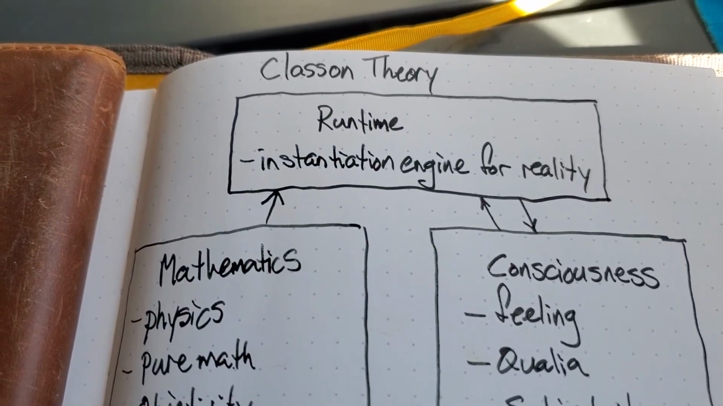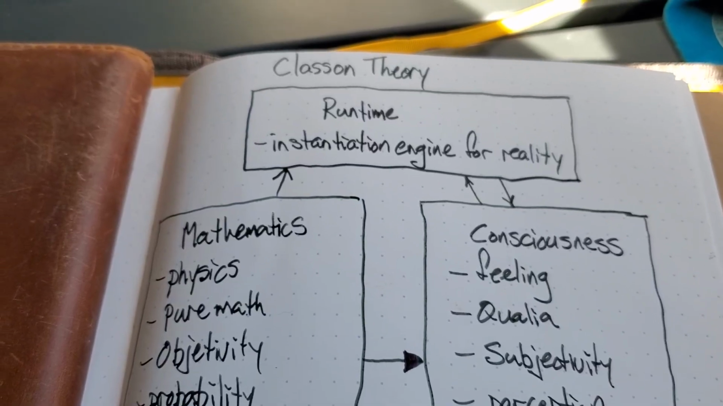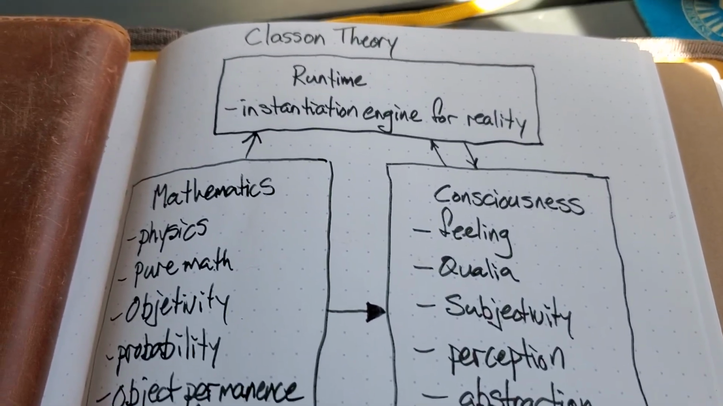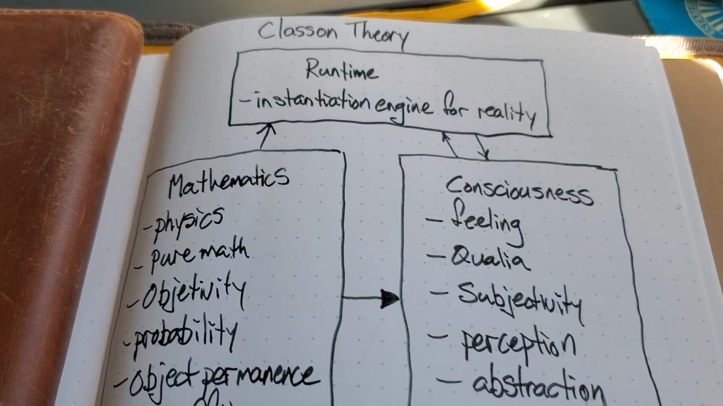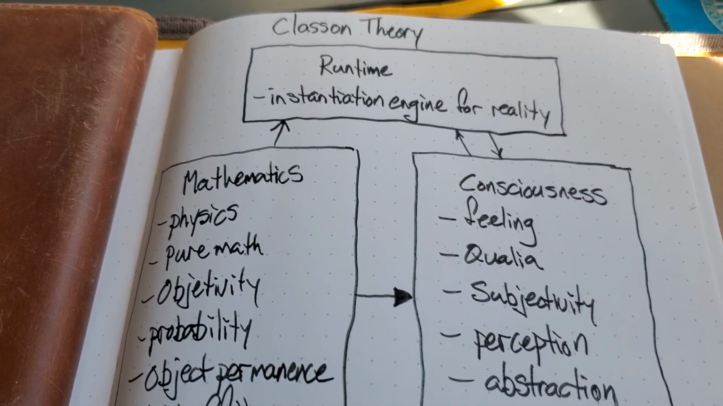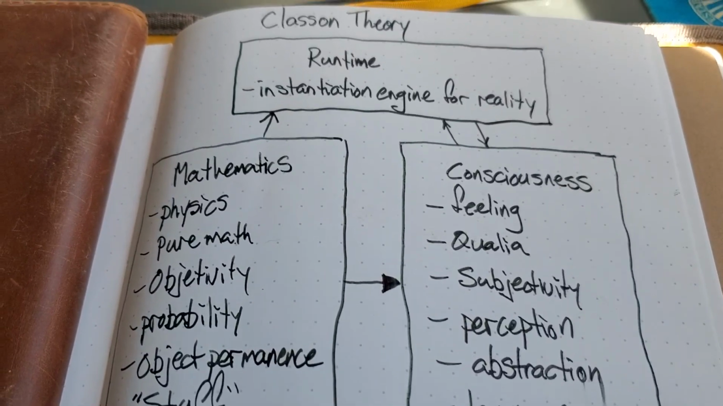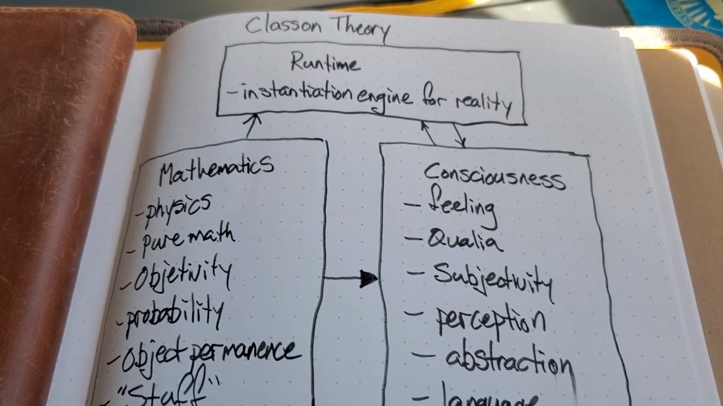This is a relatively quick little video to describe what I call Classon Theory. The whole point of Classon Theory is basically to describe the limits of human knowledge, what we can know, what we can't know, and generally how to think about the way that reality is organized. A lot of the terminology that I'm going to be using here was stolen from computer programming.